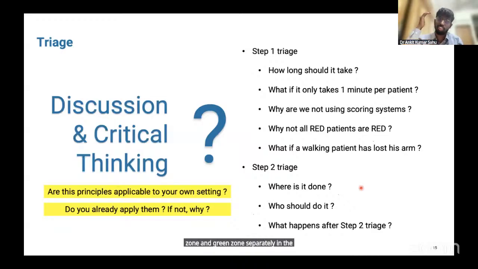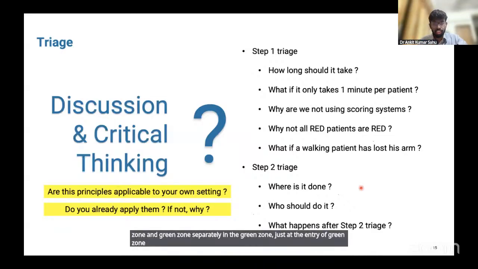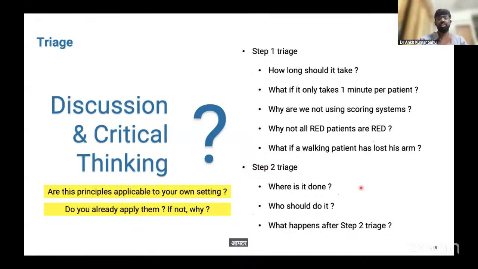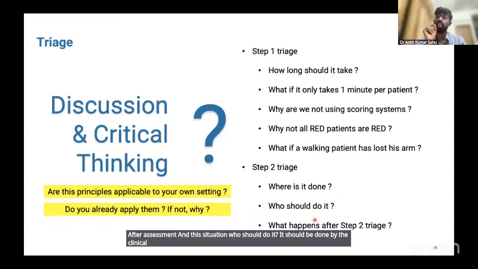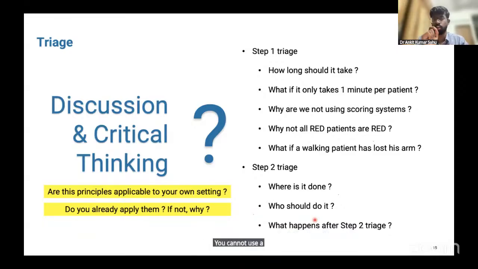In the green zone, just at the entry of the green zone. In the red zone, after assessment and resuscitation. Who should do it? It should be done by the clinical team. Here, you cannot use a hospital attendant or a security guard.